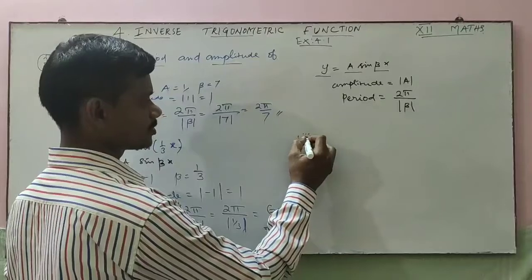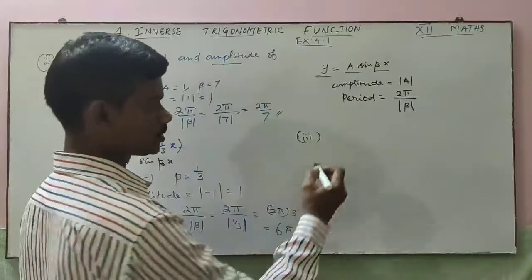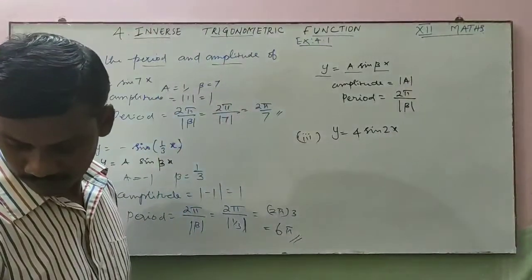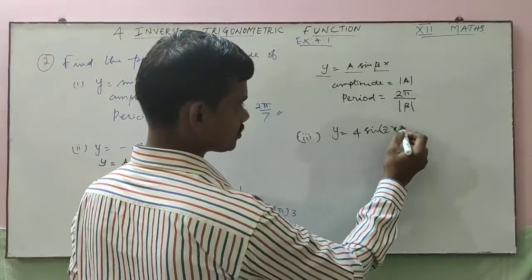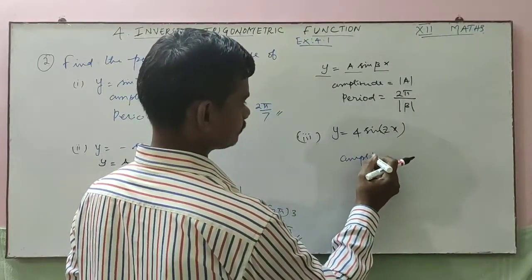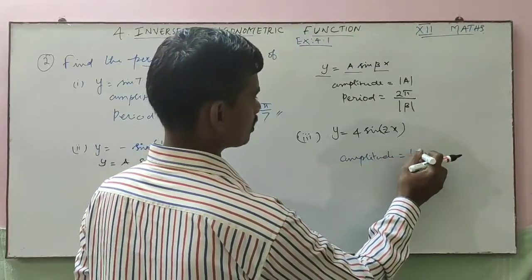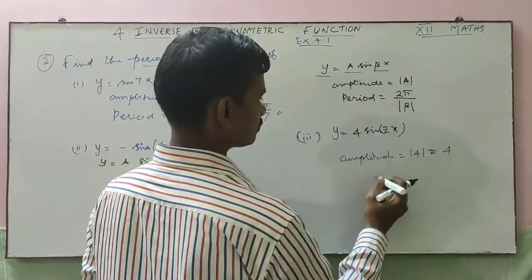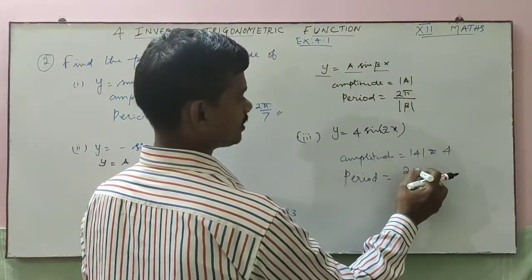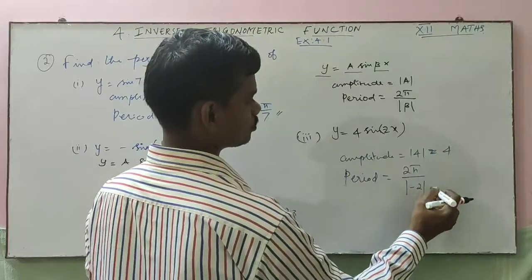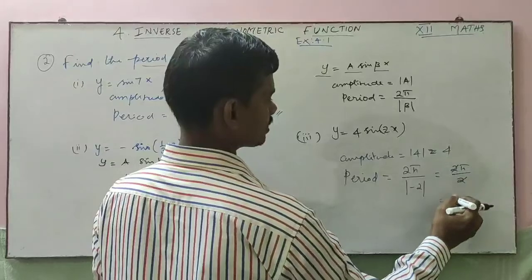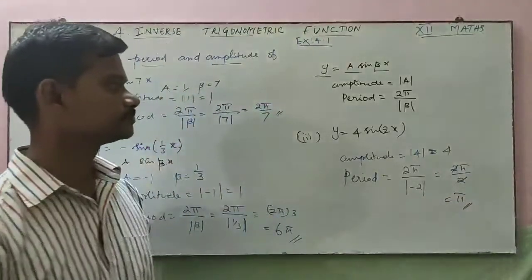Then the third subdivision is y is equal to 4 sin minus 2x. Here the amplitude is modulus of 4, which is 4, and then the period is 2 pi by minus 2. The modulus of minus 2 becomes plus 2. So 2 gets cancelled. The answer is pi.